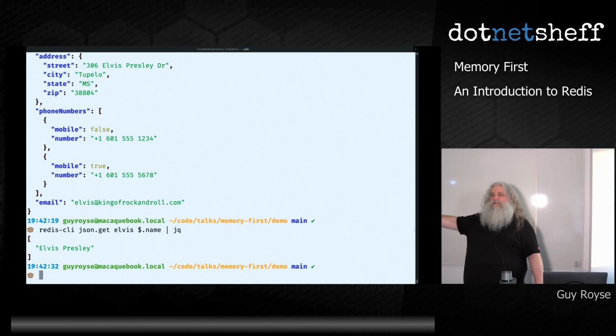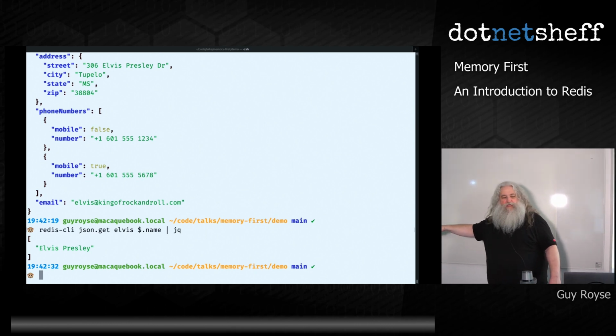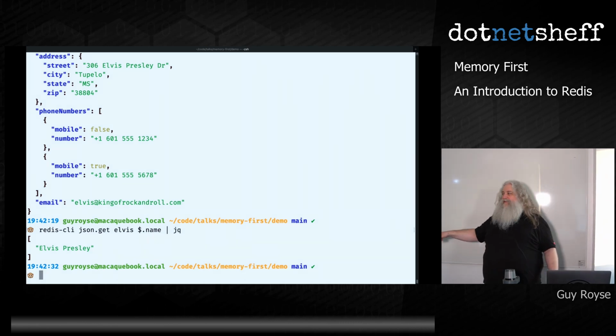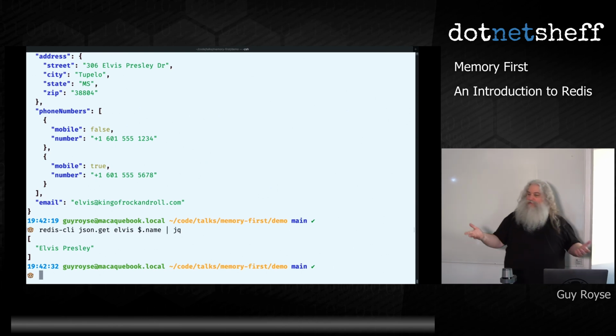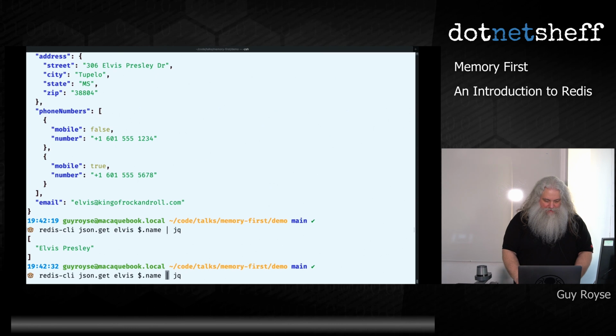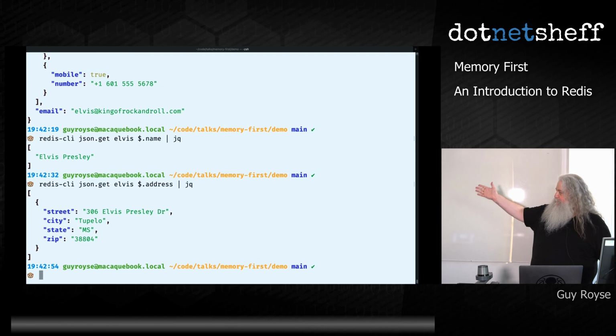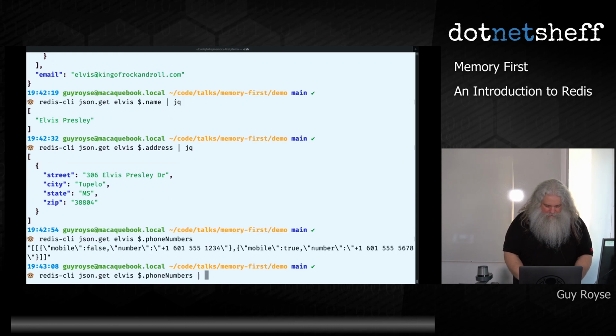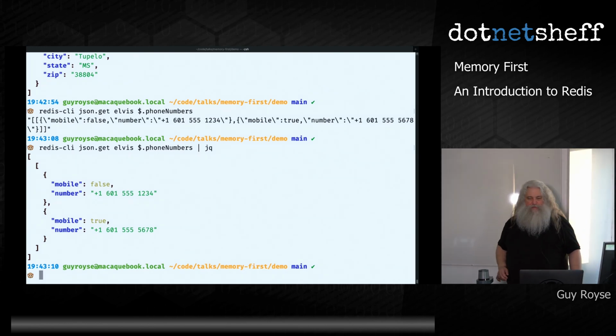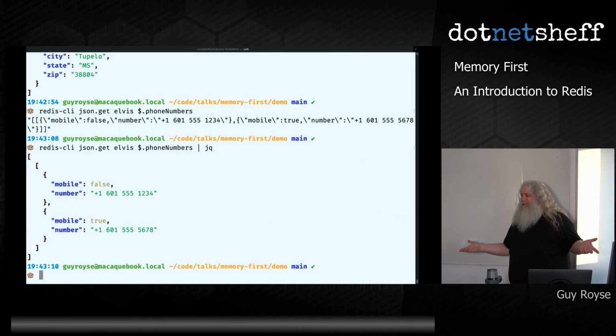It's worth noting that it's an array. And the reason it's an array is because as soon as you specify a JSON path, that path could potentially match multiple places in the document. So it has to return an array. So for example, instead of getting the name, let's get the address. We'll start with the address just to show you that it'll return chunks of the document. But let's go to $.phonenumbers and pipe to jq. So that returns an array of arrays because the phone numbers is an array.